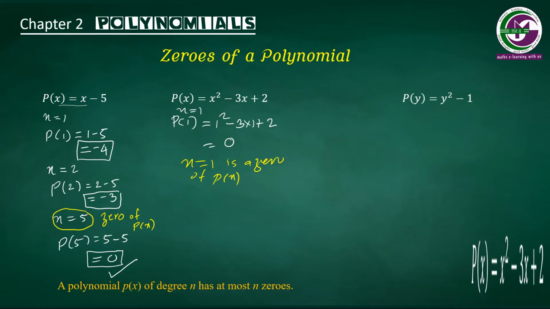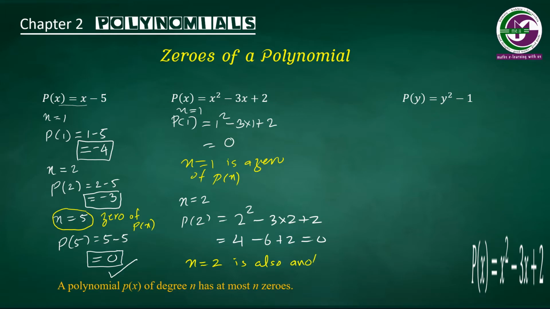Now we'll check, is there any other zeros present? So we'll check p of 2, x equals 2. Now p of 2 means 2 square minus 3 times 2 plus 2. So 2 square is 4 minus 6 plus 2 means 0, right? That means x equals 2 is also a 0.